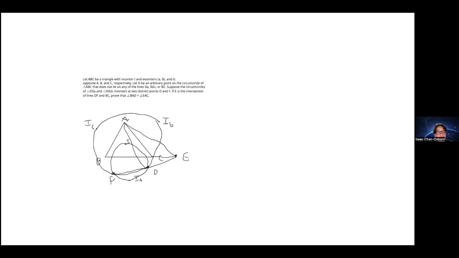Suppose the circumcircles of D, I, I_A and D, I_B, I_C intersect at two points, D and F. If E is the intersection of lines DF and BC, prove that angle BAD equals angle EAC.